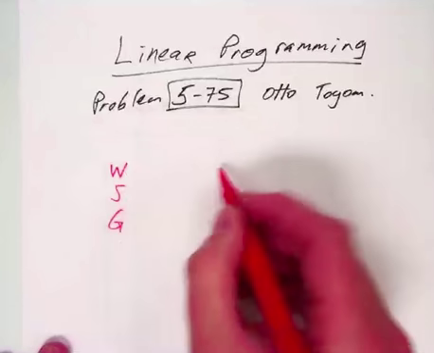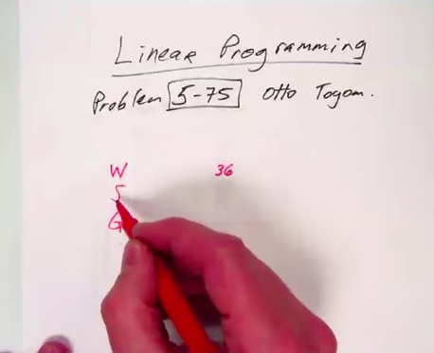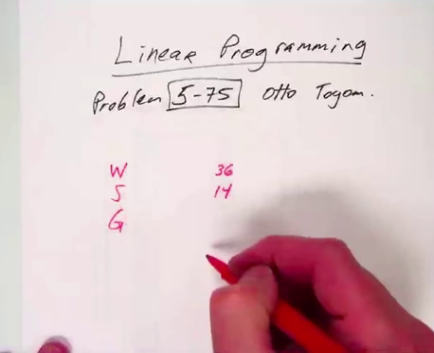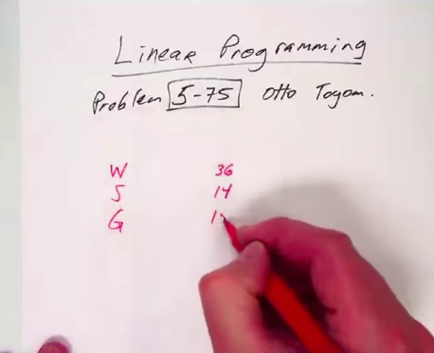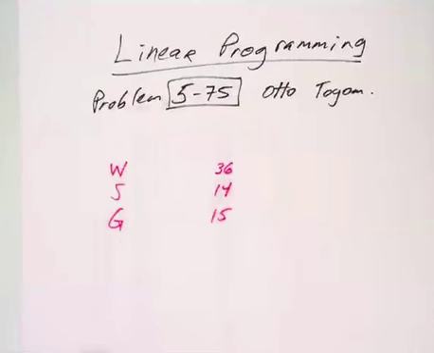Then how many wheels does he have? You put a little space. Oh, he's got 36 wheels. How many seats does he have? Well, for seats, he's got 14, so we put a 14 over here. The other resources he has are gas tanks, and he's got 15 of those. So those are his resources, and that's what he has. So you list those out first.